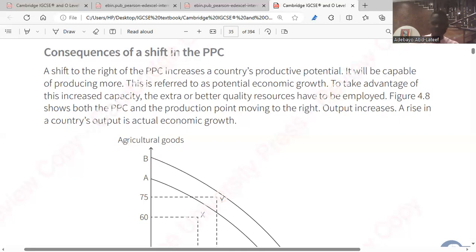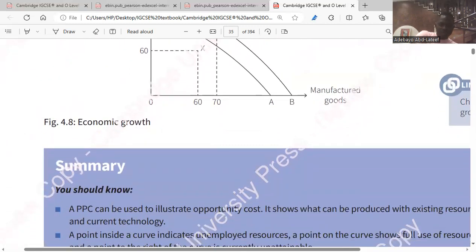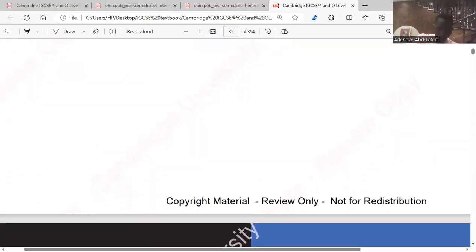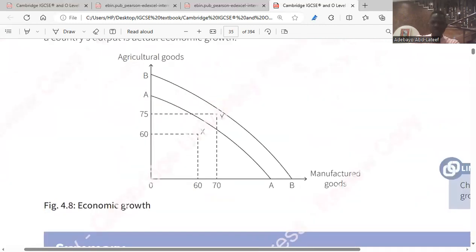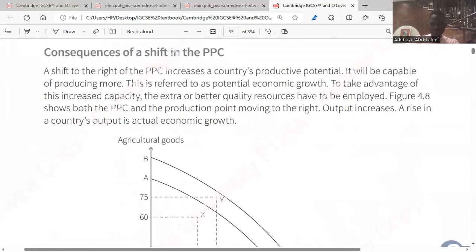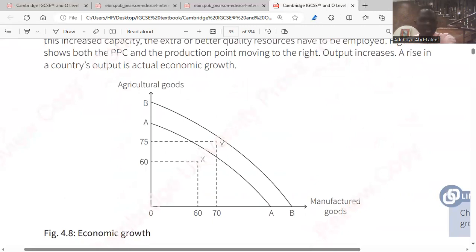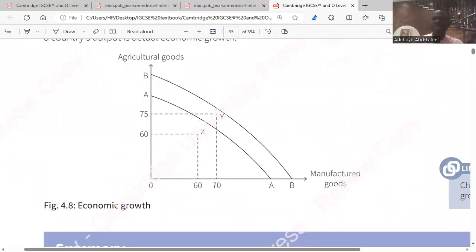So let's see how it becomes a problem. Let me just go down here. Look at what they said. They said output increases, a rise in output. Okay, they only talked about an output shift.